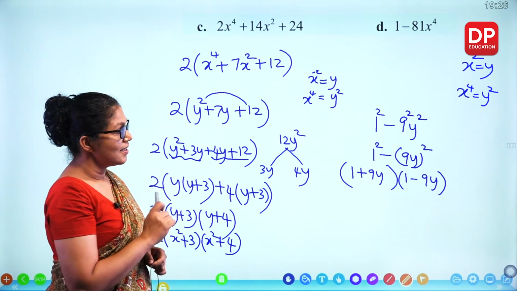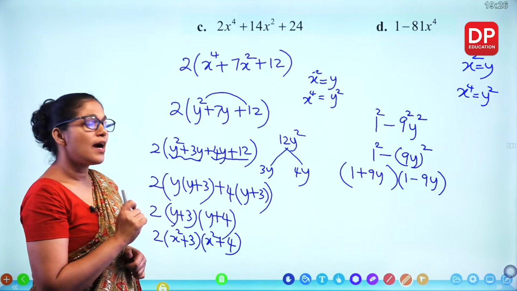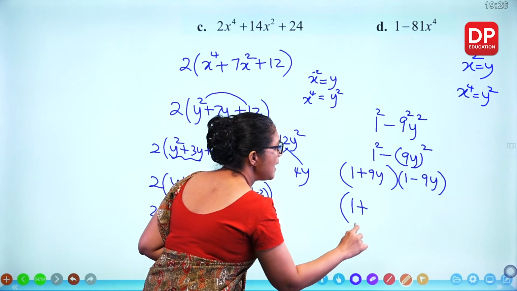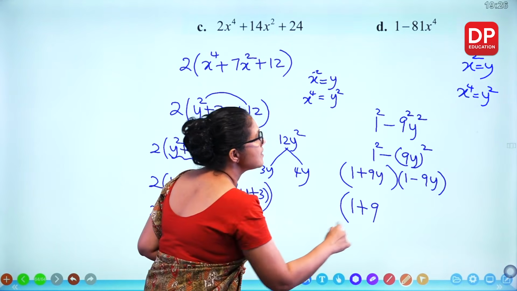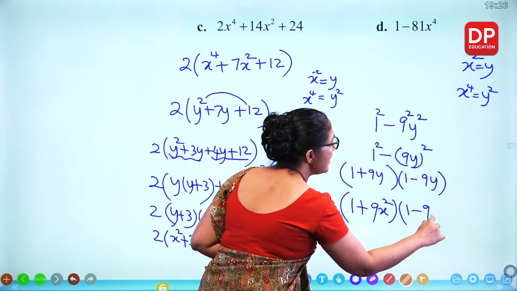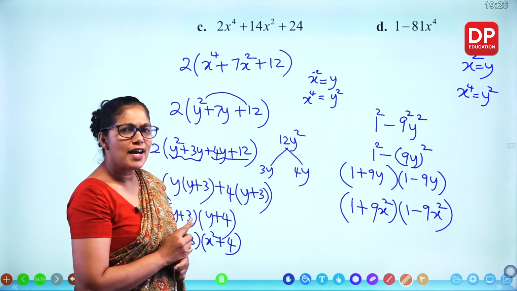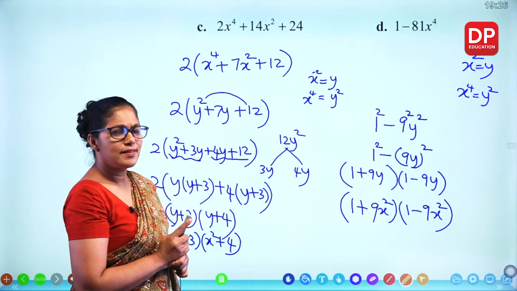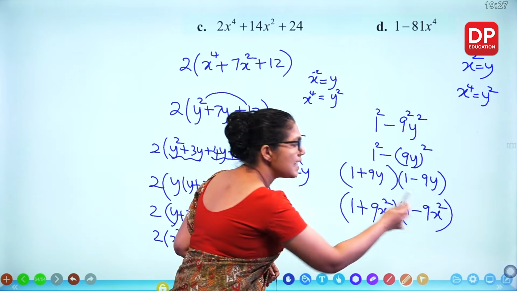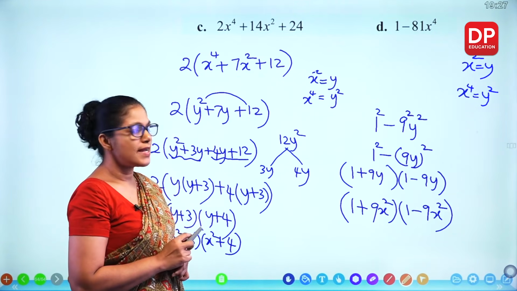But here you need to replace y. You can't keep the answer in terms of y. So here we'll replace y as x squared: 1 minus 9x squared. What do you think about the answer? Is this the final one? Look carefully. Again we see difference between 2 squared terms. So you have to factorize it again.